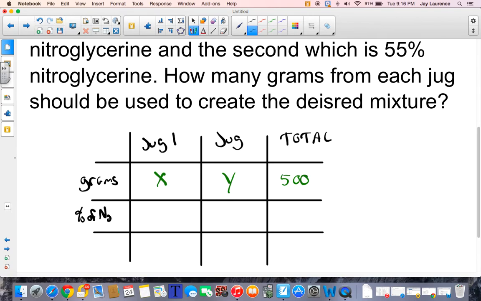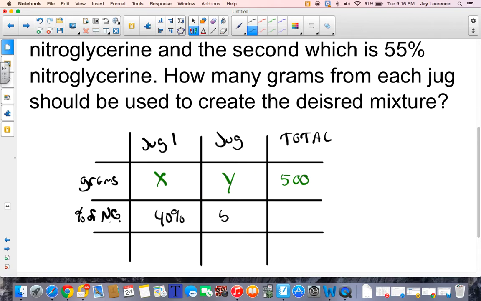Stanovic. I think it might be N2O2. I'm not sure. I better not put that in case it's wrong. It's nitroglycerin. Yeah, I'll have to check into that. Nitroglycerin, so I'll just abbreviate it. Nitroglycerin. Okay. The first jug is what, 40% nitroglycerin?